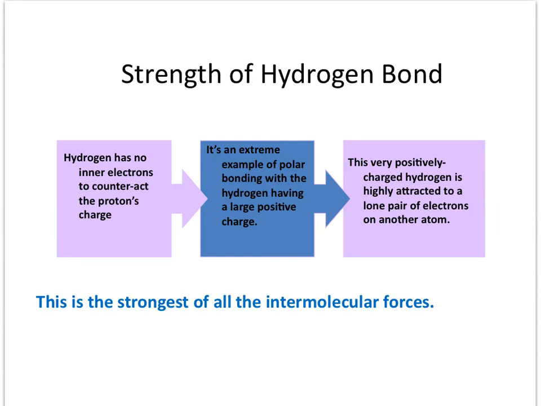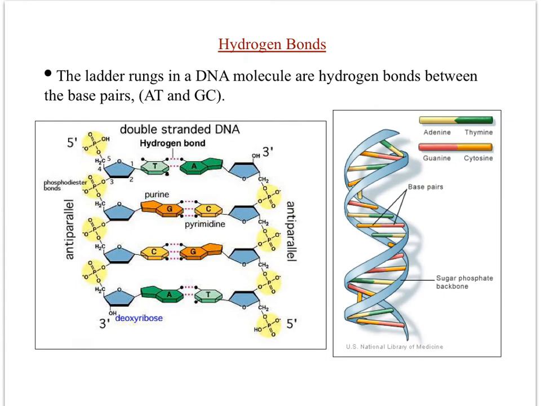The hydrogen bond is the strongest of all the intermolecular forces. Remember that hydrogen has no inner electrons to counteract the proton's charge. It's an extreme example of polar bonding, with the hydrogen having a very large positive charge. And this very large positive charge is highly attracted to those lone pairs of electrons on F, O, or N. Hydrogen bonds attach the base pairs of adenine and thymine, guanine and cytosine in our DNA molecule. So this type of intermolecular force is extremely important in biology.